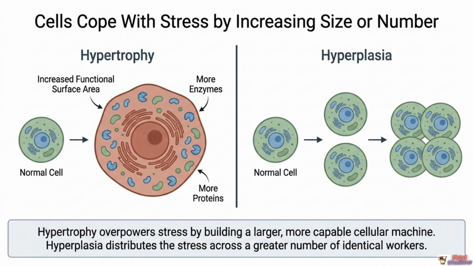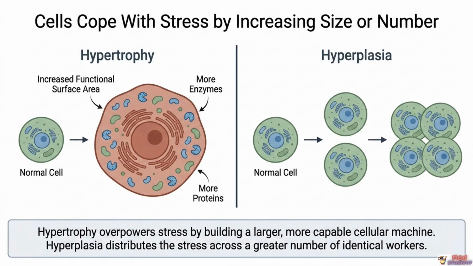The second strategy is hyperplasia. Instead of making one cell bigger, the tissue creates more cells. The workload is distributed across a greater number of identical workers, each operating at a manageable individual capacity. Think of it as hiring more staff rather than overloading one employee. Both strategies achieve the same ultimate goal, matching the cell's collective functional output to the new environmental demand, but they use completely different biological mechanisms to get there.